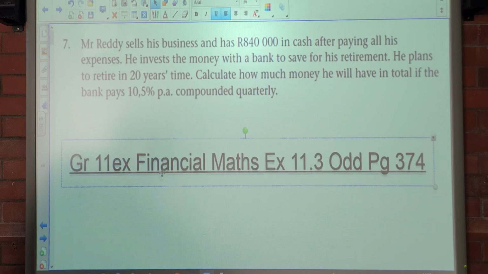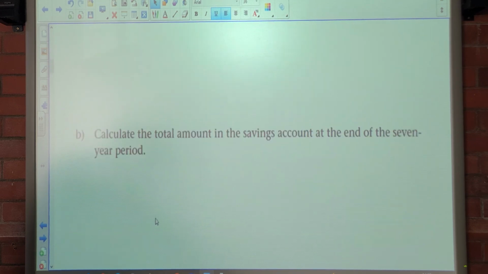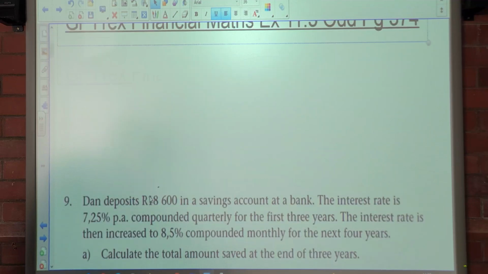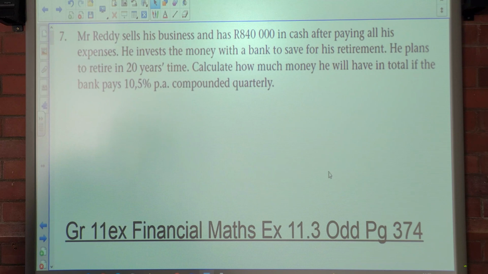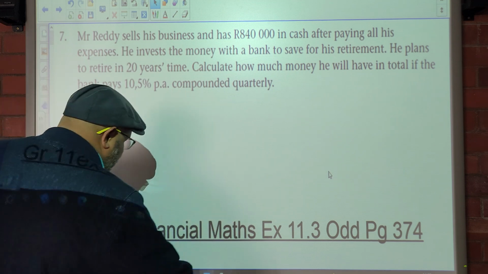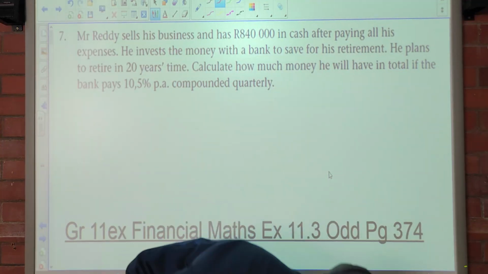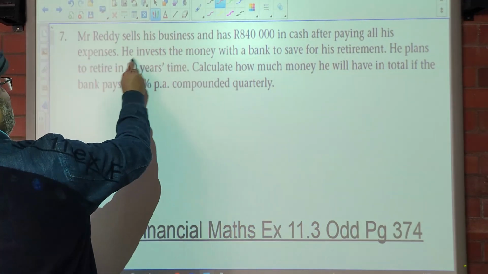Number 7. Mr. Reddy sells his business and has 840,000 rand in cash after paying all his expenses. He invests the money with a bank to save for his retirement. He plans to retire in 20 years' time. So what does that mean? This is going to be your N.